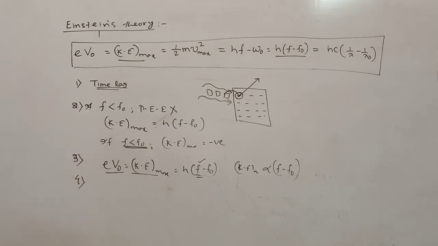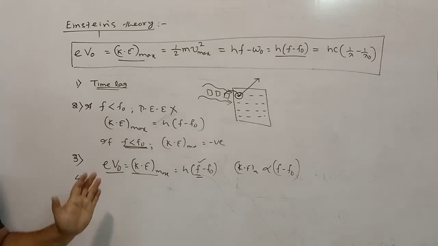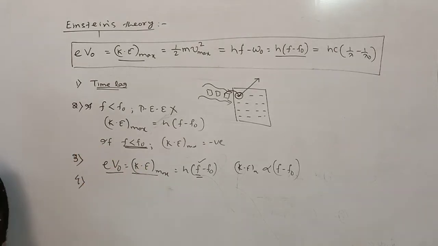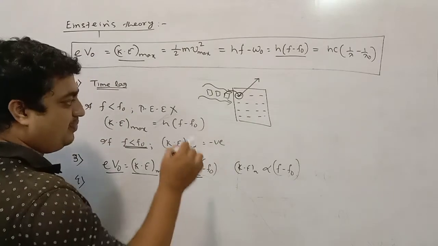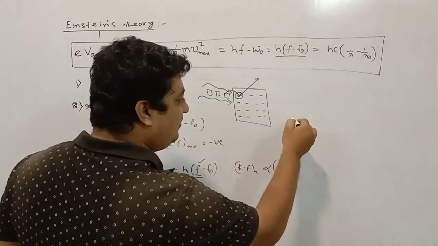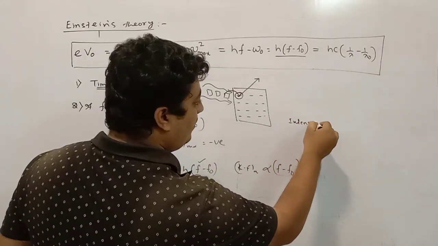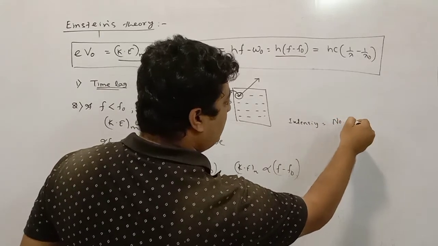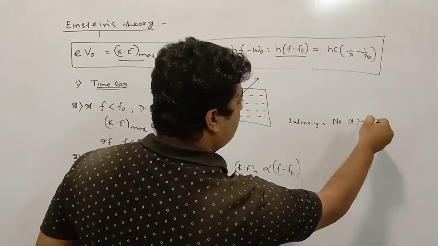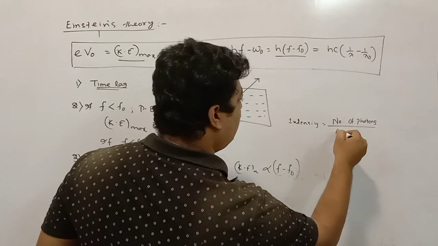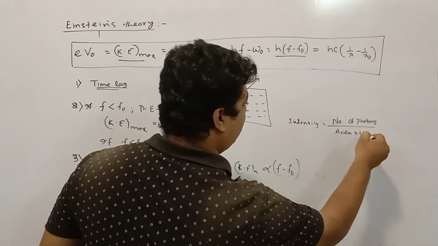Now we'll go for the fourth law. The photoelectric current depends upon intensity and is independent of frequency. So first, understand intensity. According to Planck's quantum theory, intensity means the number of photons per unit area per unit time.